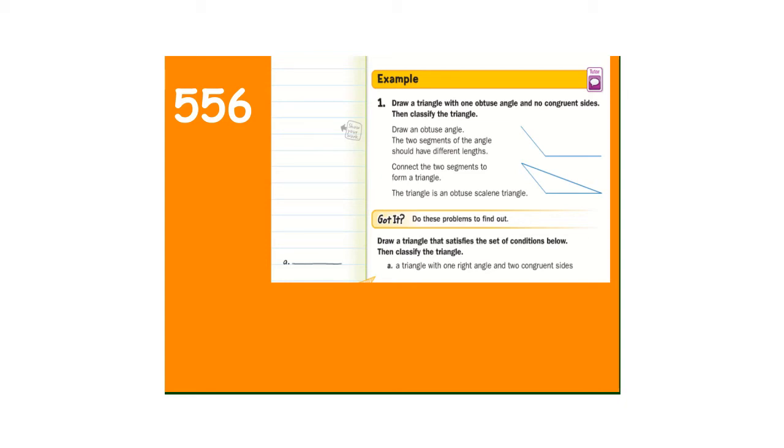A triangle with one right angle and two congruent sides. So hopefully this works. I want to get my pen tool here. And something like this. Hopefully those are about the same. So there's your right angle, two congruent sides. So hopefully those two that I drew are about the same measure. And that's a terrible drawing, but there it is. Okay.